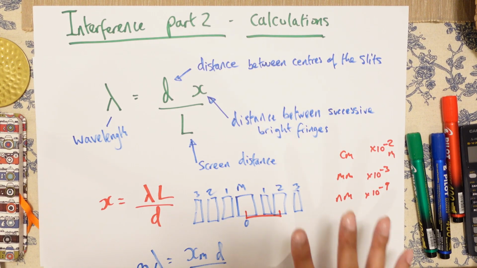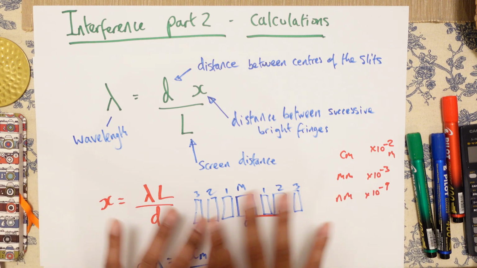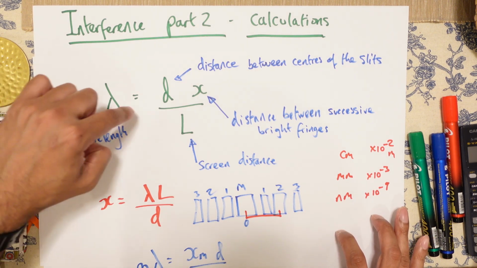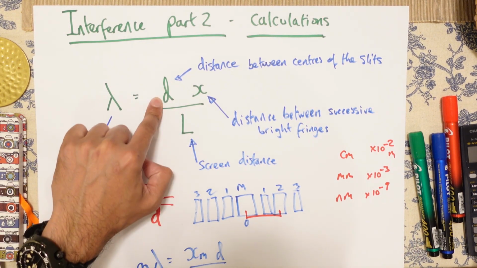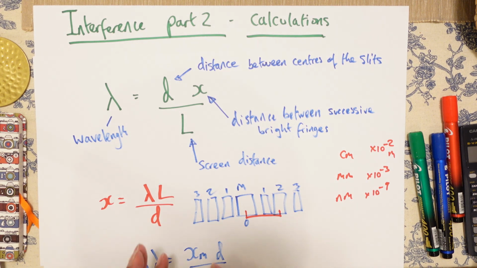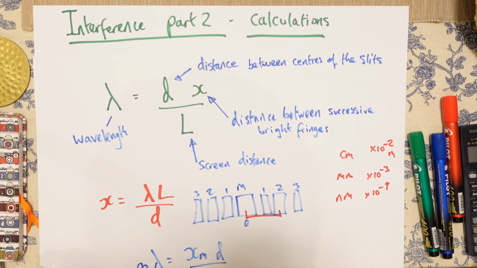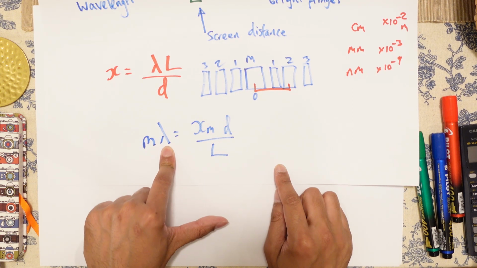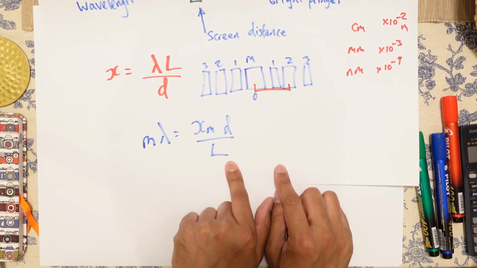Today is going to be interference part 2 and we're going to be specifically looking at calculations. So watch part 1 for the basics of the theory and all of that stuff. Today we're just going to be dealing with lambda = dx/L, where lambda is wavelength, d is the distance between the slits, x is the distance between the fringes, and L is the screen distance. And of course we also have this variation, m lambda = xm d/L.